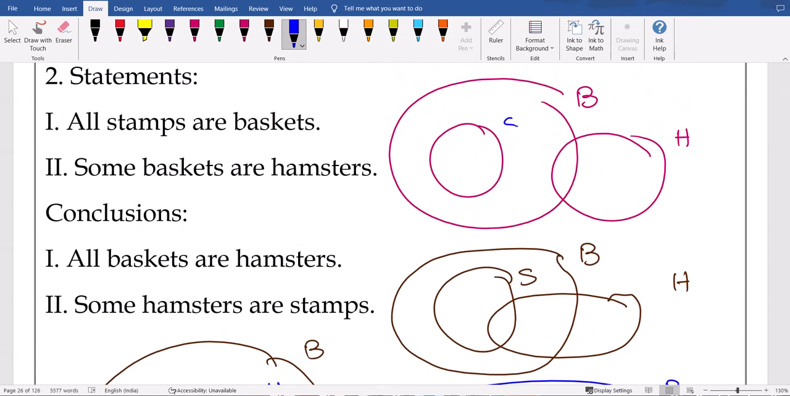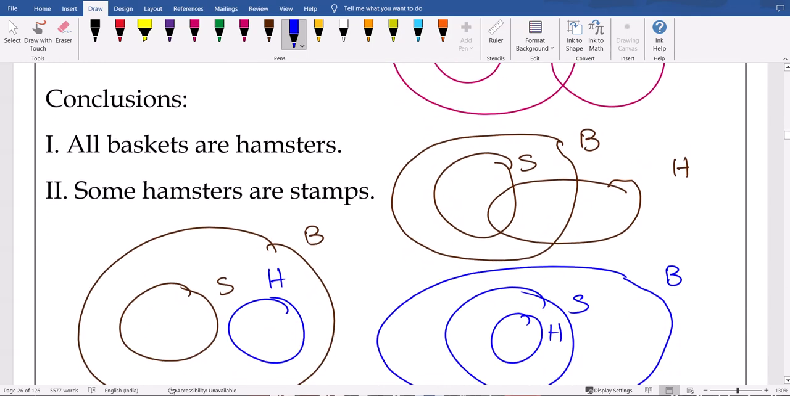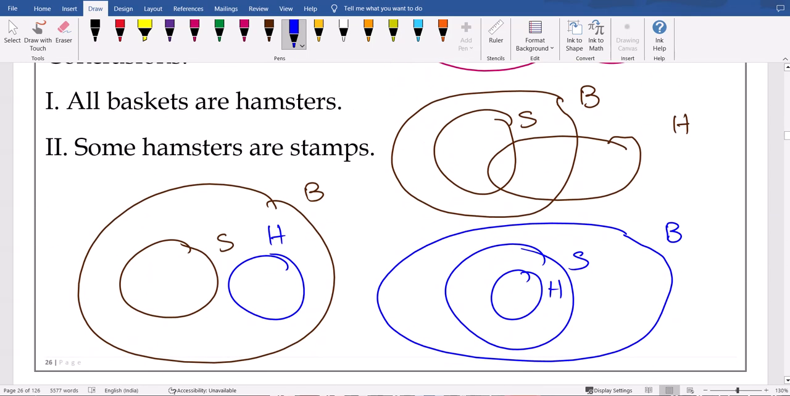But there are two other diagrams. This is what is important here. We should try all possibilities. Don't draw one diagram and decide that's my answer. It's not okay. We have to try all diagrams. Now, four diagrams are given. In fact, you can create four more by taking S and B in the same circle. I took S and B as two different circles, but all stamps are baskets can mean one circle only. Like that, we have to think. Sir, I am done with the answer already. I am giving you all this not just for this question. For any question, this is the direction you need to think about.